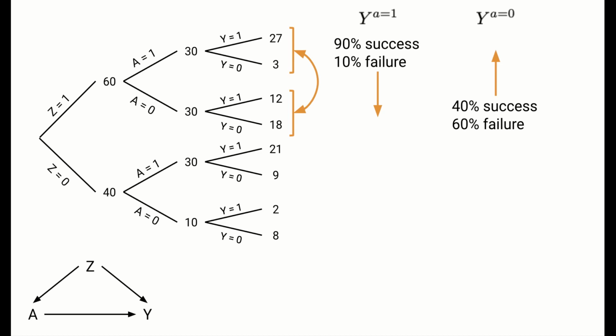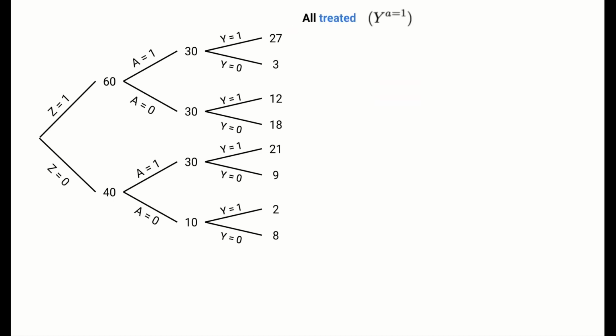This idea of using exchangeability to fill in the missing potential outcomes is effectively simulating interventions where everyone in our sample receives treatment or does not receive treatment. Let's step through this process. Let's first simulate the situation where all individuals in our sample receive treatment. In other words, we're obtaining the YA equals 1 potential outcome for everyone.